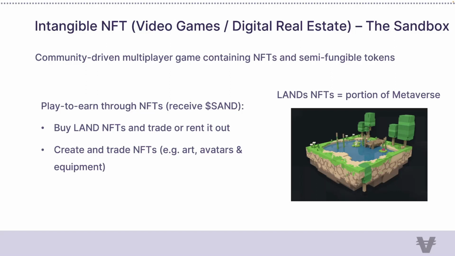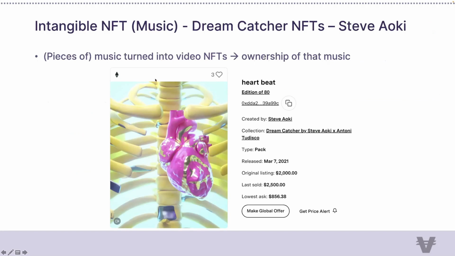And it's play to earn, and it can be done through NFTs, so you can receive Sand, which is their token. So what you can do is you can buy land NFTs and trade them and rent it out. But you can also create and trade NFTs. So this can be art, avatars, or equipment. And this can all be done in the Sandbox game. And this is an example of a land NFT, which is the portion of the Sandbox metaverse.